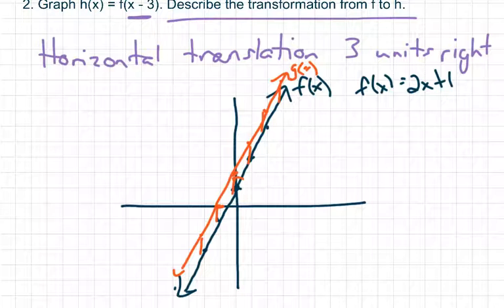Now, for number 2, we need to go 3 units to the right. We're going from f of x again. We're not using the red one, we're going back to the black one. So 3 units to the right.